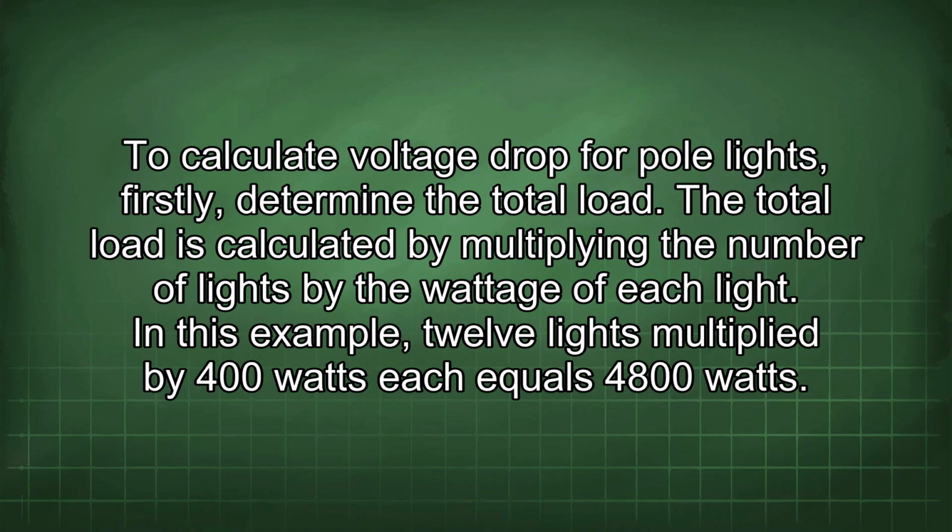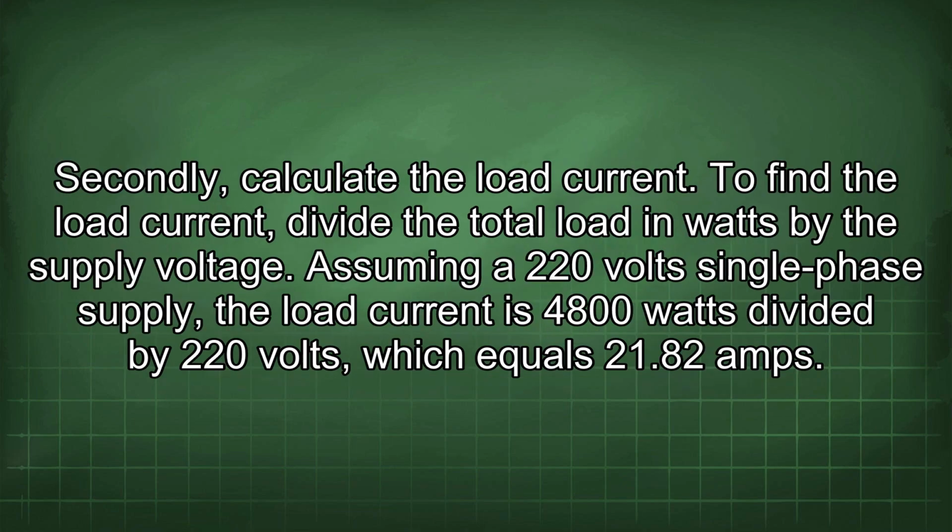To calculate voltage drop for pole lights, firstly determine the total load. The total load is calculated by multiplying the number of lights by the wattage of each light. In this example, 12 lights multiplied by 400 watts each equals 4,800 watts. Secondly, calculate the load current.